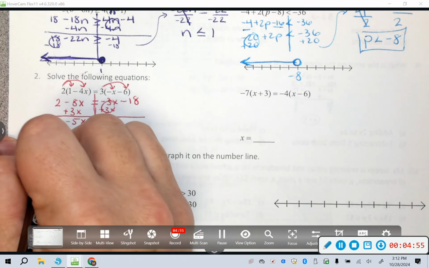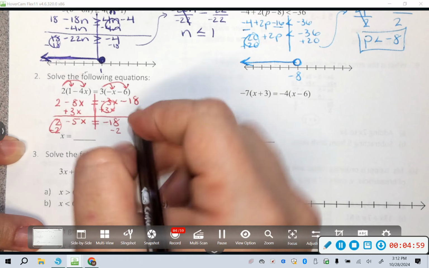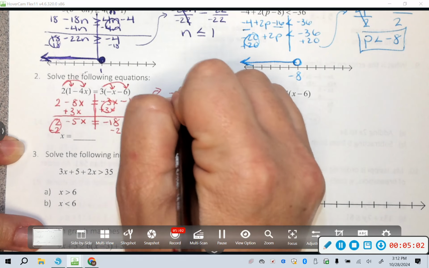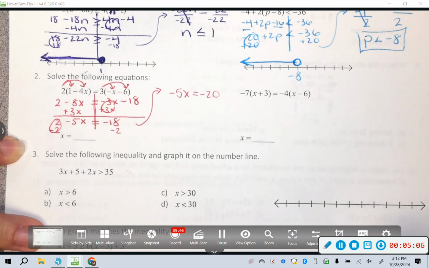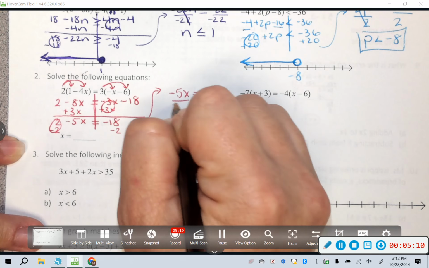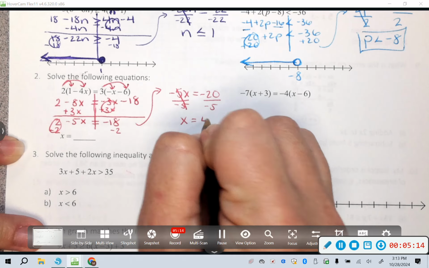So I'm going to subtract 2, my numbers without variables, to go onto the right. And that leaves me with negative 5x equals negative 18 minus 2 is negative 20. Now I divide both sides by negative 5, and I get x equals 4.